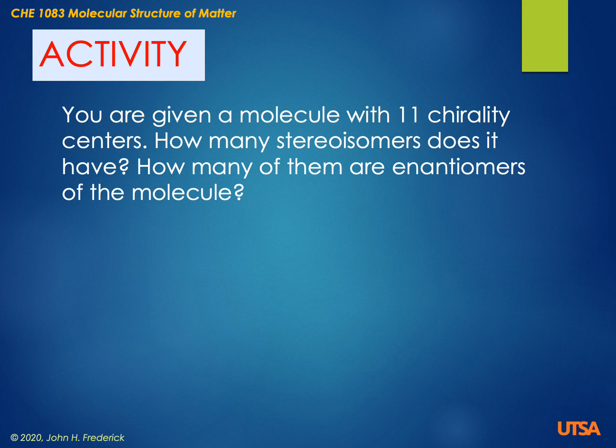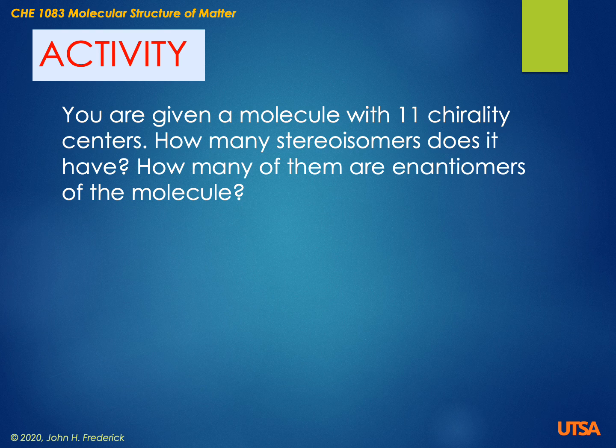So now as an activity, what I'd like to do is propose that you're given a molecule with 11 chirality centers, and you want to figure out how many stereoisomers does it have and how many of those stereoisomers are enantiomers of that molecule. So why don't you pause the video and take a few minutes to think about this, and we'll come back.